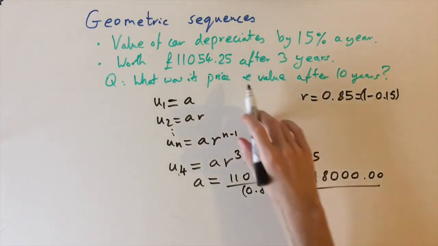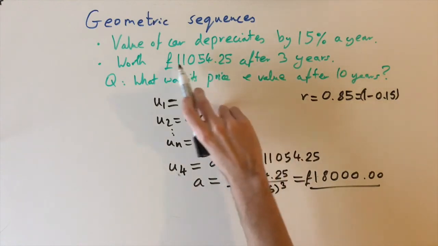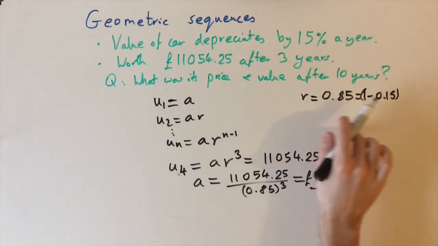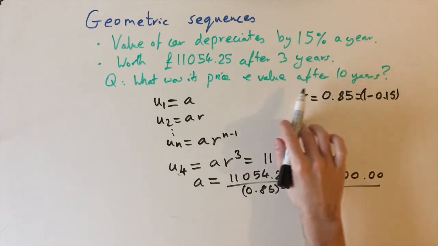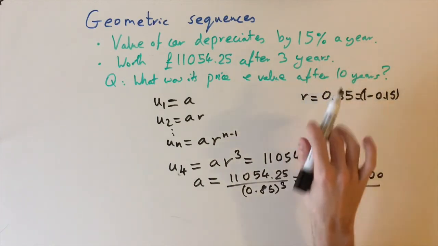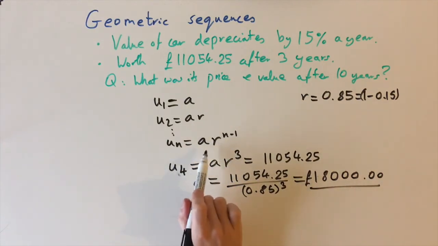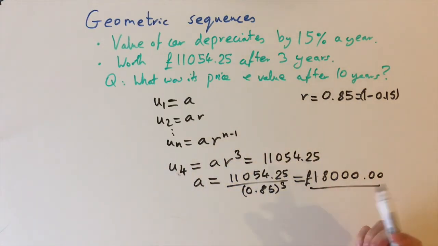And after 3 years, it's gone down by quite a lot. It's 11,000. So this is how we got to this. And then we've also got the second part of this question. We need to find the value after 10 years. That's essentially plugging into this formula. Now we've got a and r, we can evaluate the worth at any point in time.